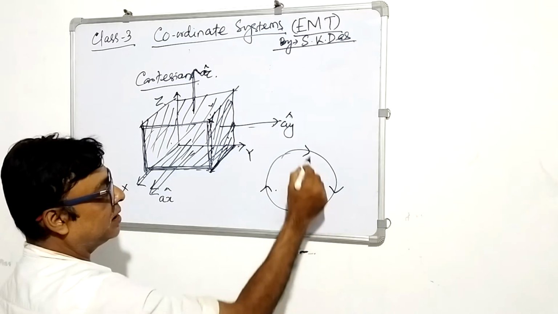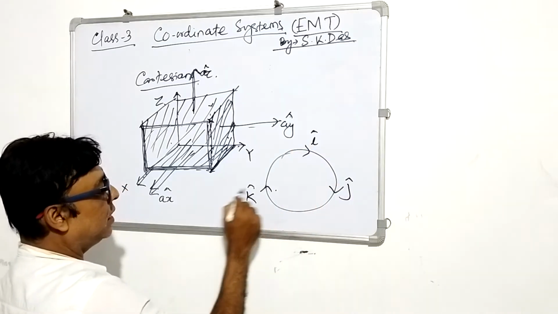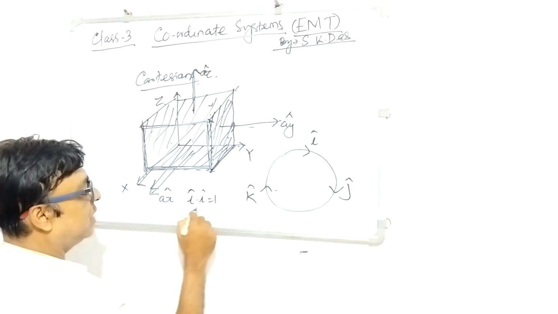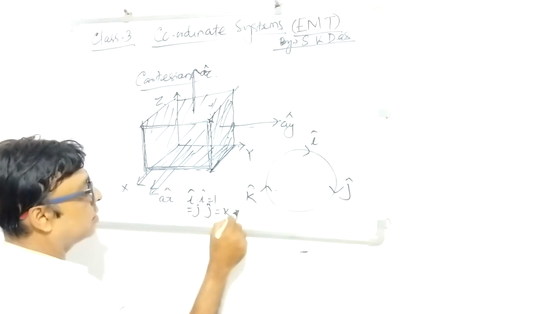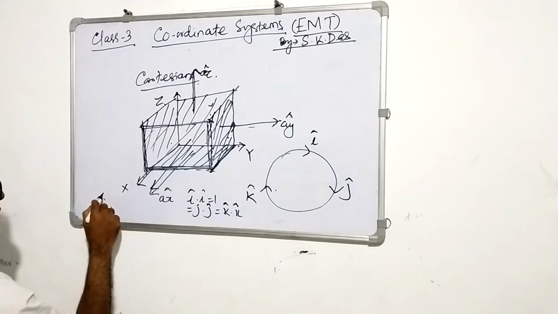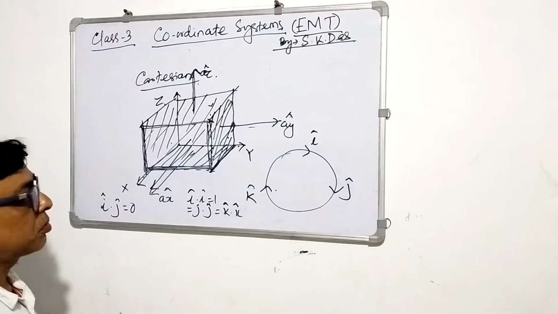Either the unit vectors are taken as ax, ay, az, or they can be taken as i, j, k. And as I have told you, i dot i is 1, similarly equal to j dot j, which is equal to k dot k. So all will be 1. But i dot j will be 0, because that is the dot product.